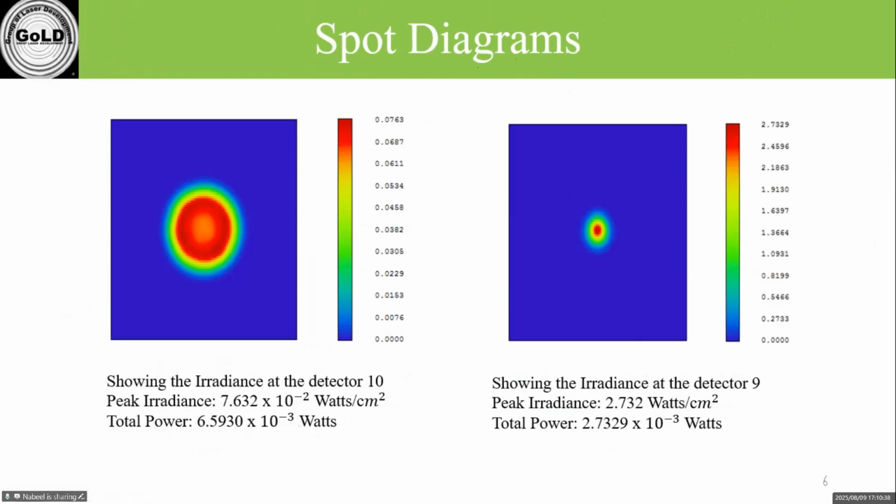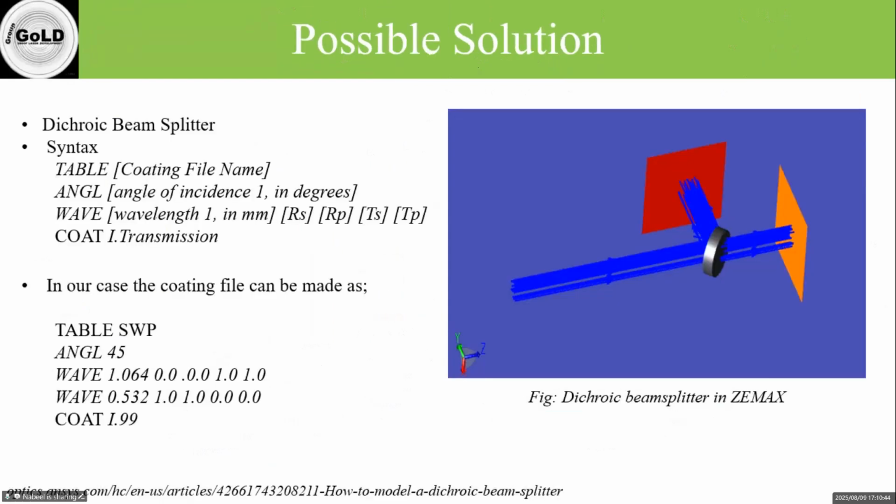What are my findings? I studied how to design some beam splitter. The possible solution I got is dichroic beam splitters. Dichroic beam splitters are basically splitters which split beams depending on the wavelength. Here is the basic sample syntax of these two.